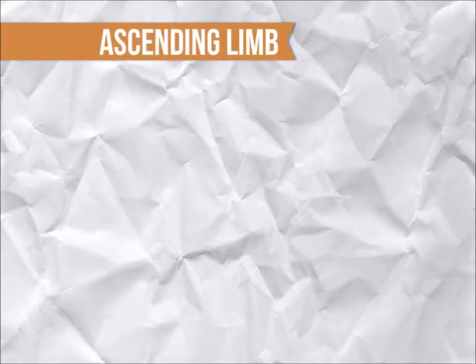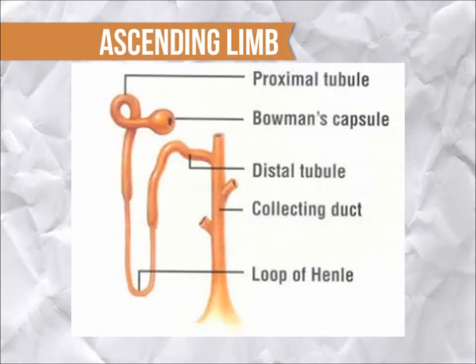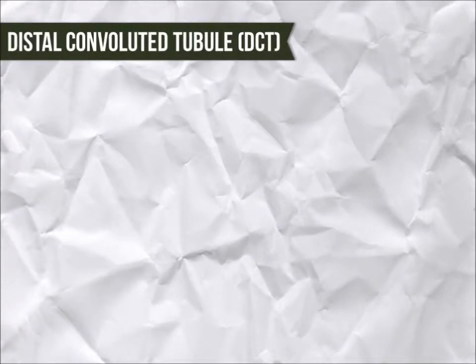Ascending limb. Unlike the descending limb, the ascending limb of Henle's loop is impermeable to water. The ascending limb actively pumps sodium out of the filtrate, generating the hypertonic interstitium that drives counter-current exchange. In passing through the ascending limb, the filtrate grows hypotonic since it has lost much of its sodium content. This hypotonic filtrate is passed to the distal convoluted tubule in the renal cortex.